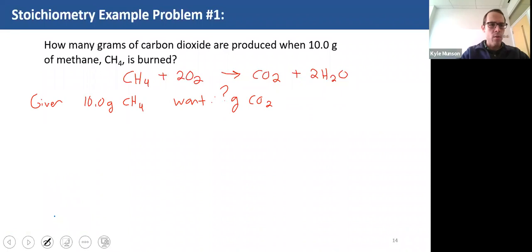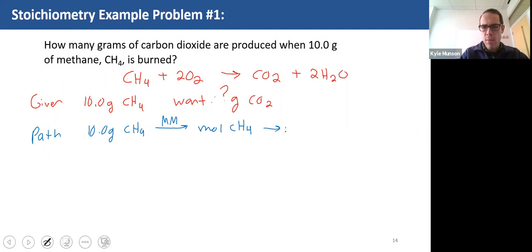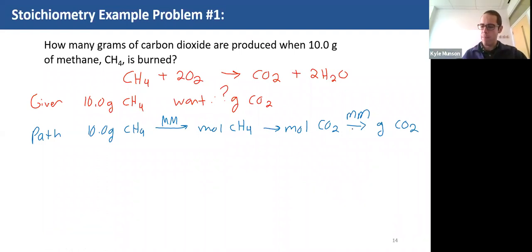It's a dimensional analysis problem that we're setting up. So the path: we're going to go from 10.0 grams of methane to moles of methane. Remember, we're going to go grams per mole. We're going to use the molar mass of methane for that. Then we're going to go from that to moles of CO2, and then we're going to go to grams of CO2. We're going to do that by the molar mass again. And in between is the molar ratio to go from moles of one thing to moles of another thing.